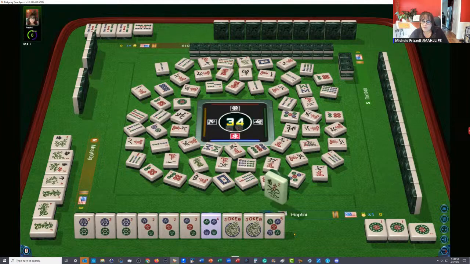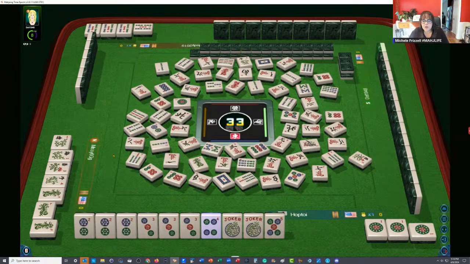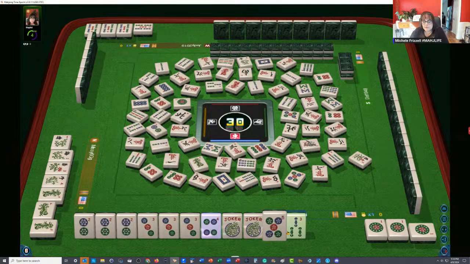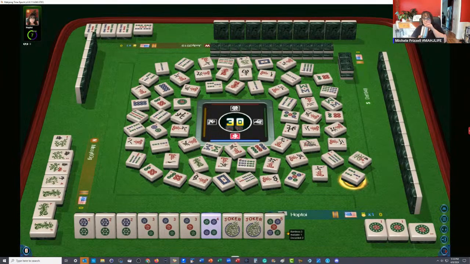9 bamboos. A flower. Uh-oh. Flower. Flower's risky, but there's a Kong out. So that's 6 flowers out, or visible, I guess you could say. 3 bamboos. Okay, we need a 3 dot. 8 dots. 3 bam was just discarded. 3 bamboos.